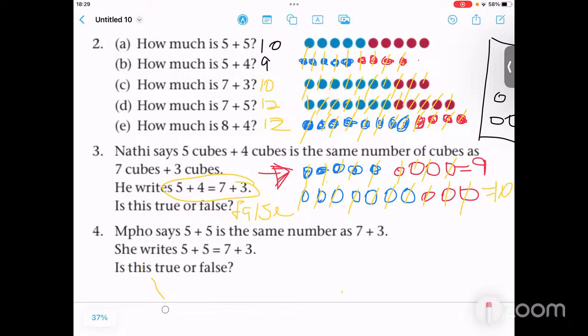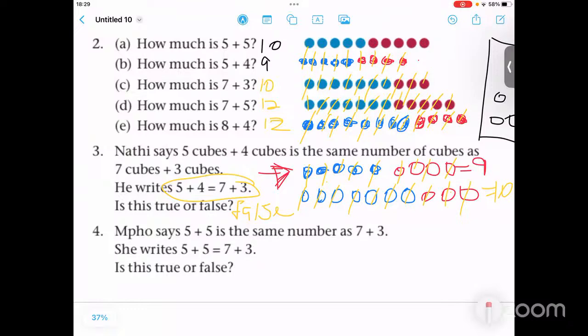Okay. Now let's move to 4. Remember, guys, if you have any question, you can just ask me. And let's move to 4. Number 4 says Mpo says 5 plus 5 is the same number as 7 plus 3. Mpo says 5 plus 5 is the same number as 7 plus 3.